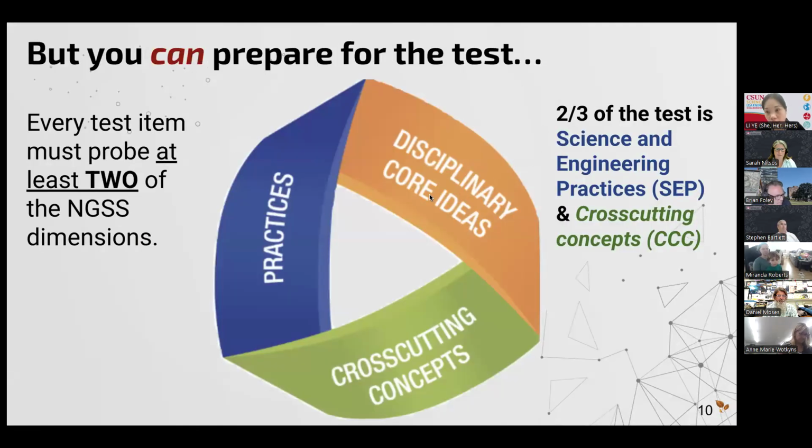Another good thing about the test is that even though some of those phenomena are not familiar to students, there are always ways for teachers to prepare the students. The reason is that for 3D learning, the other two dimensions are SEP and CCC, Science and Engineering Practices and Crosscutting Concepts. Both of them will be two-thirds of the test. So we can prepare students for SEP and CCC, so students are ready with those skills and can still do well on those CAS test questions.